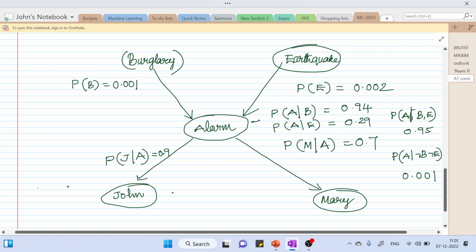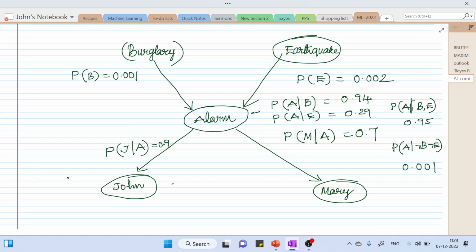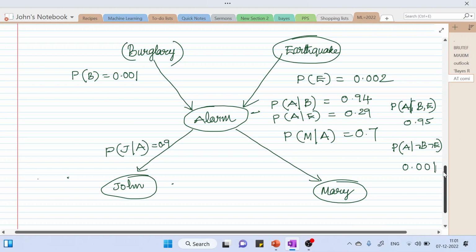So let us analyze mathematically the situation here. Let us come to the equations.